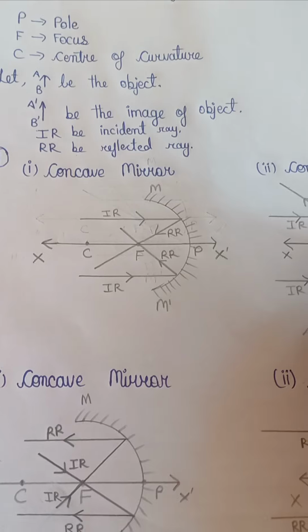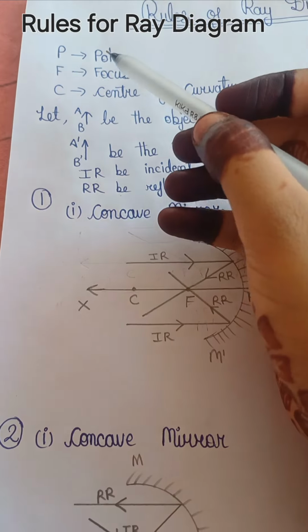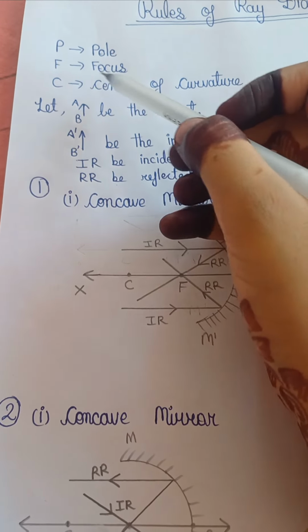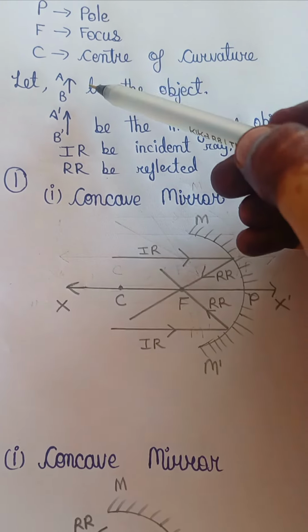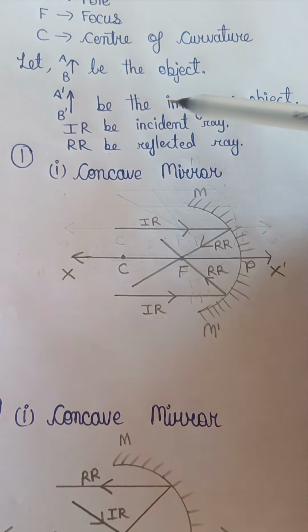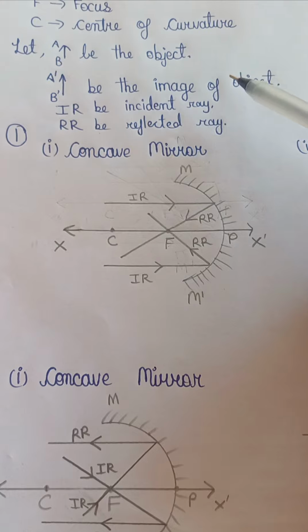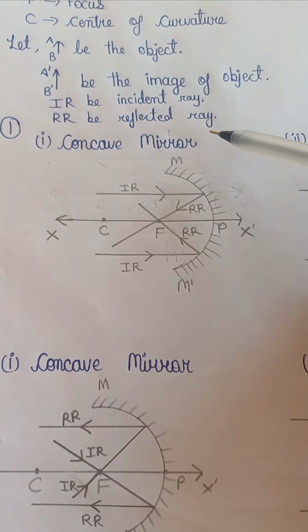For the whole video, P stands for pole, F for focus, C for center of curvature, and we will let AB be the object, A'B' be the image of the object, IR will be the incident ray, and RR will be the reflected ray.